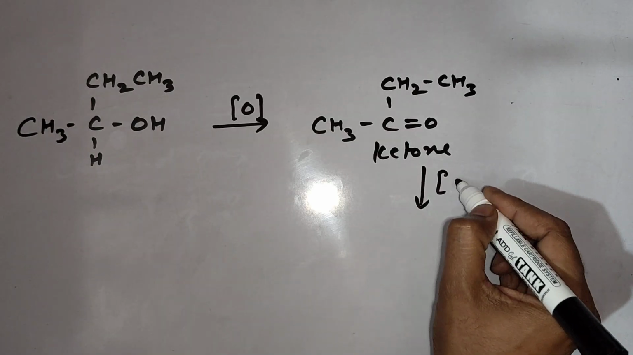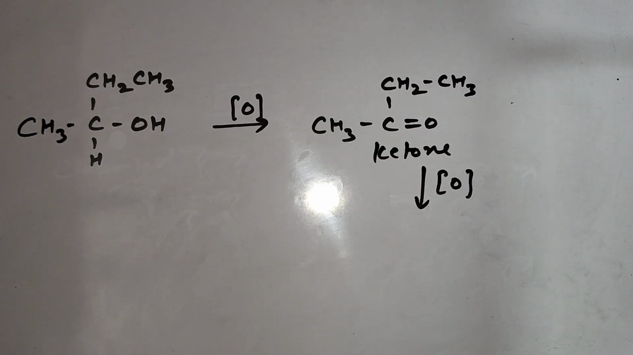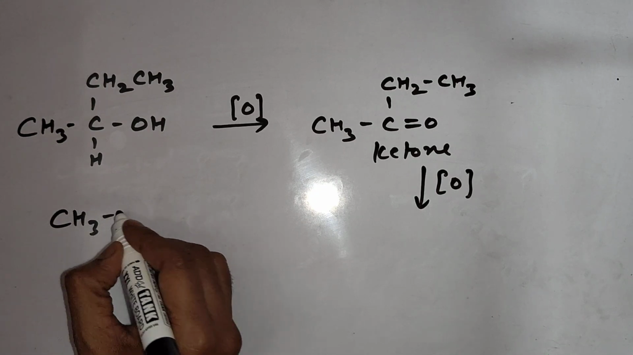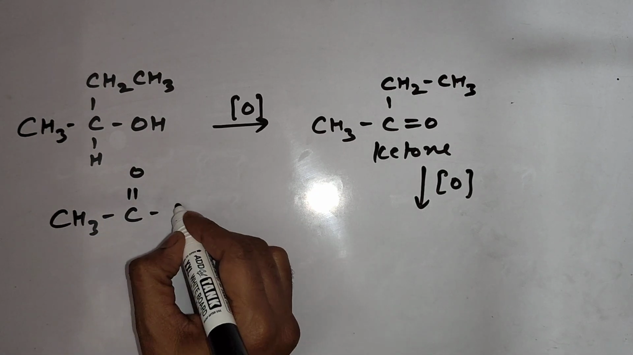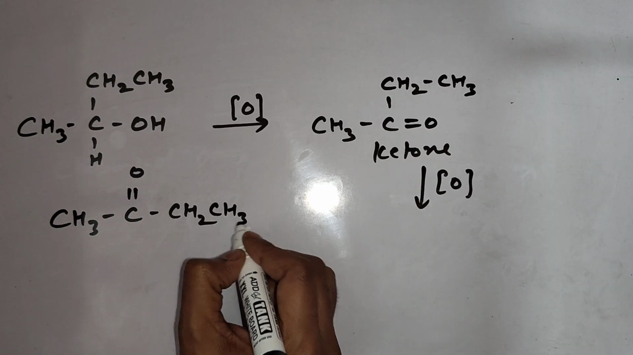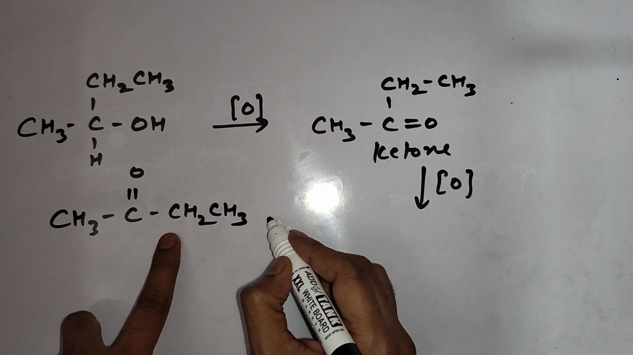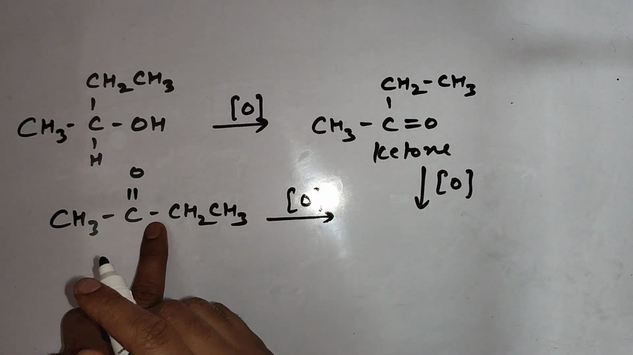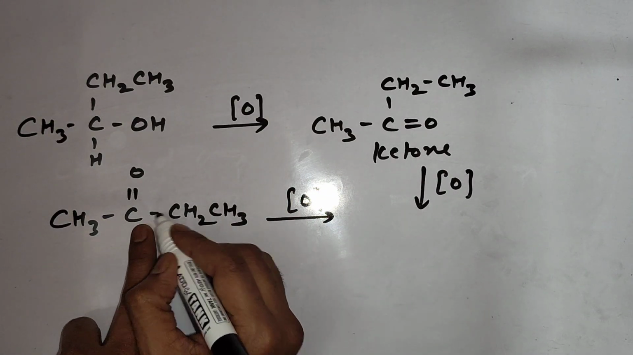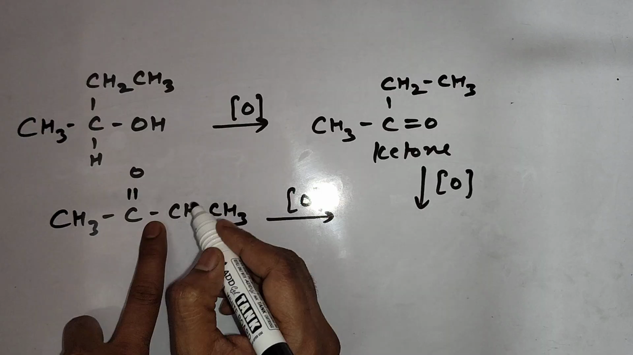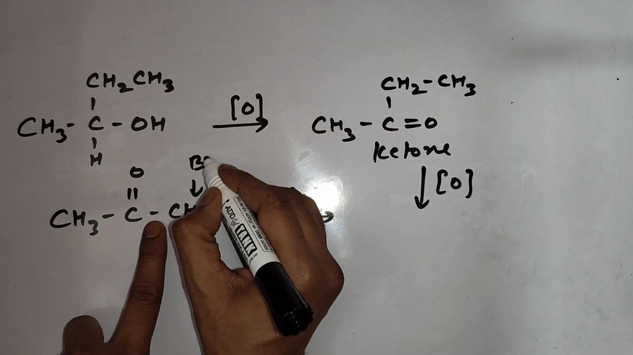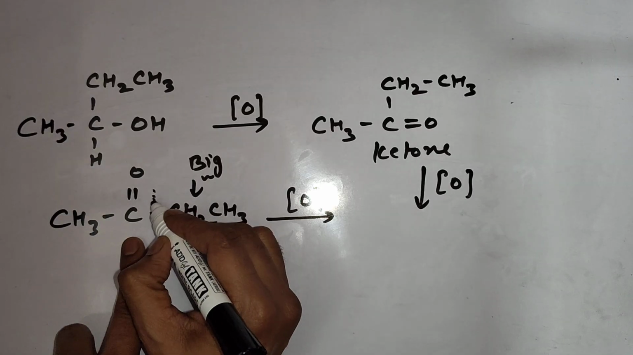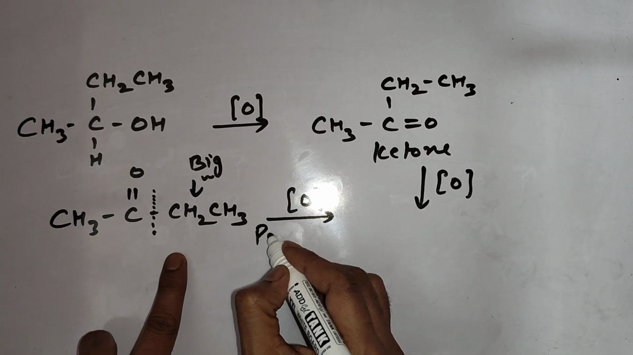Now let's do ketone oxidation. For that, I am going to write this compound separately. Can I write it like this? Now, let's do its oxidation. For oxidation of a ketone, I already told you, we have to break the carbon-carbon bond. And from which side will we break the bond? From the bigger alkyl group side. This is the bigger alkyl group. From here you need to break a bond. Which rule? Popoff's rule.